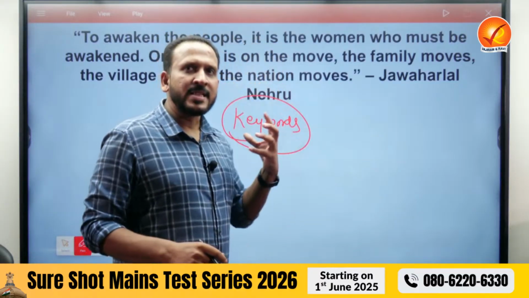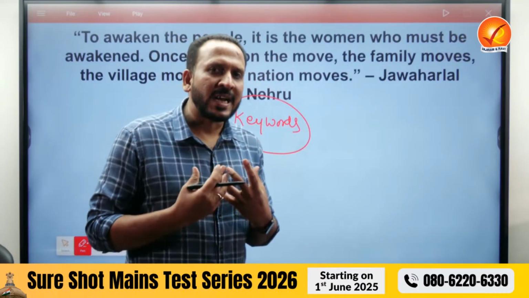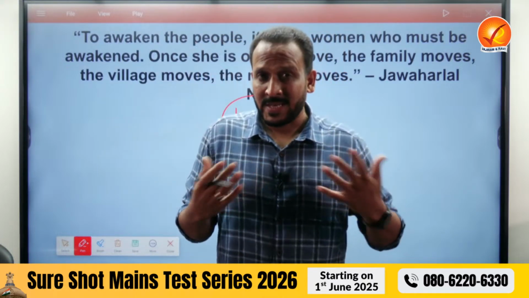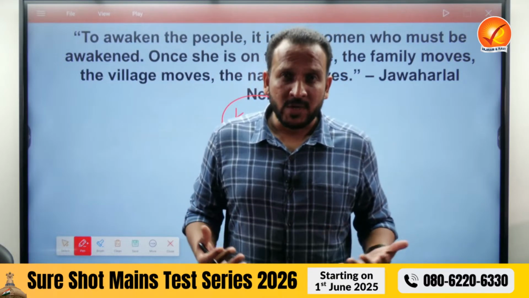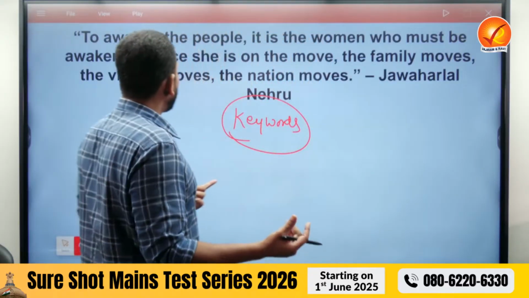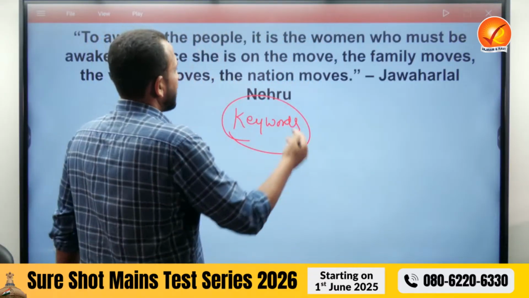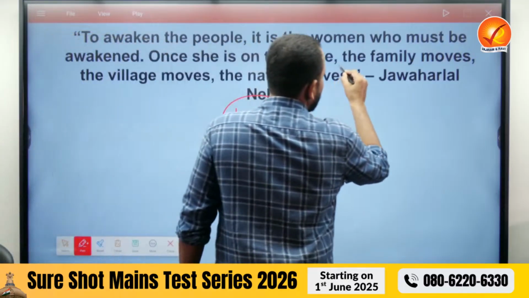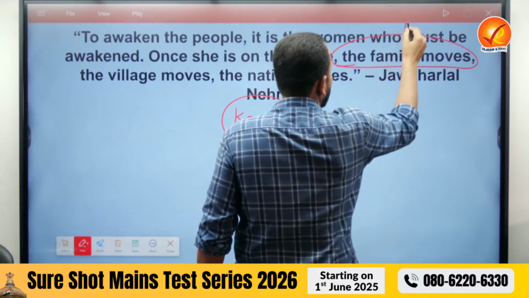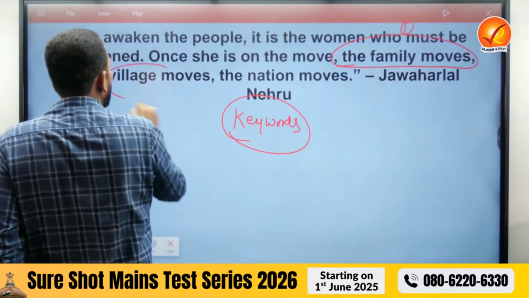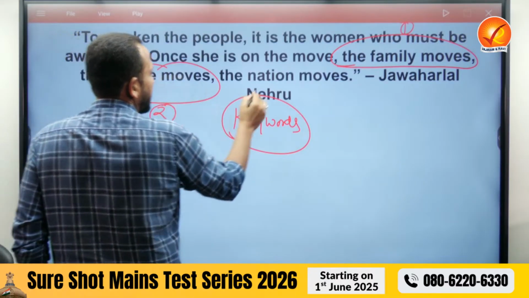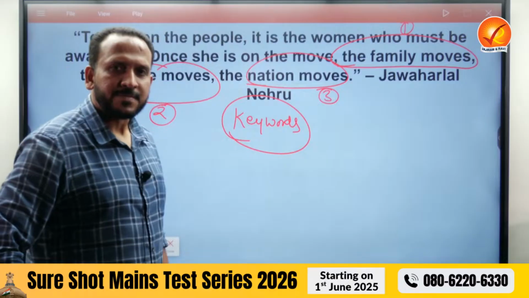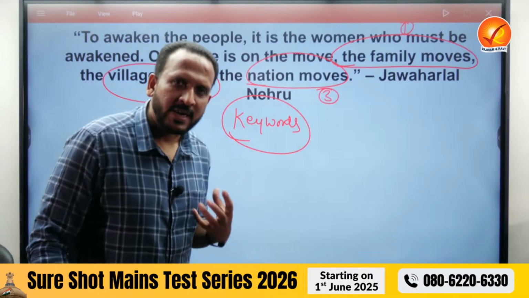The keywords in this question, if I have to generate the n number of points to address the demand of this question, what am I going to do? I will pick up these 3 words. Once she is on the move, the family moves, that is 1. The village moves, that is 2. The nation moves, that is 3. Right? That is point number 3.